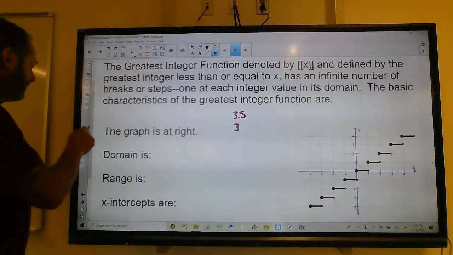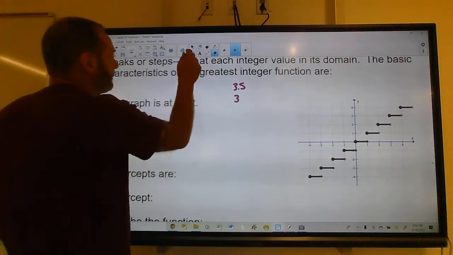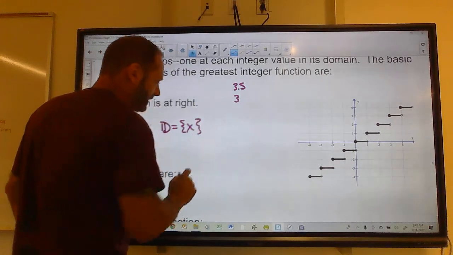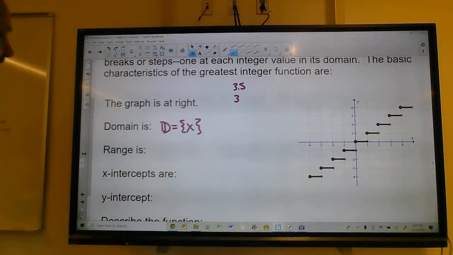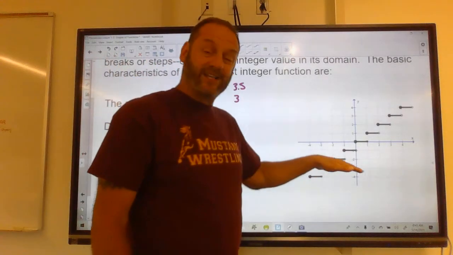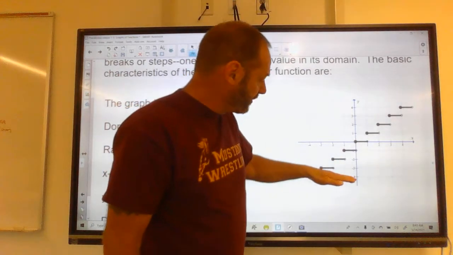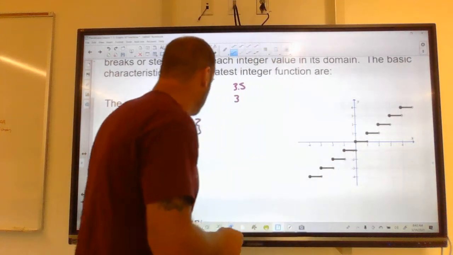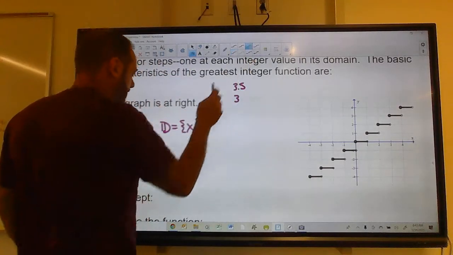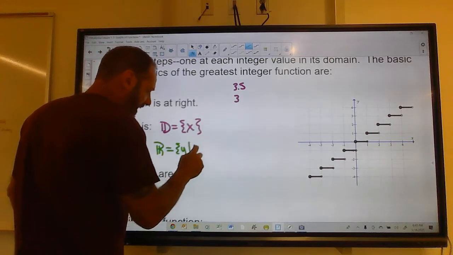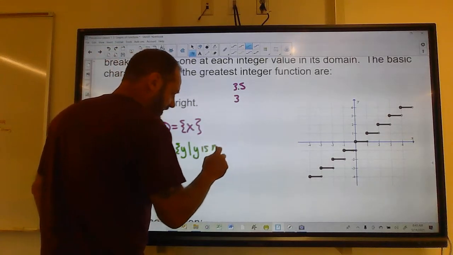Okay, what's the domain? Well, the domain is easy. The domain is all real numbers. I can take the greatest integer function of any number. What's the range? Okay, the range is interesting because there's no decimals in the range. If you look this way, if you're looking at numbers this way, there's nothing in between 0 and 1. So the range is the set of all y's where y is an integer.